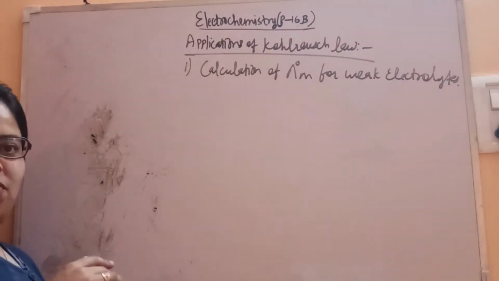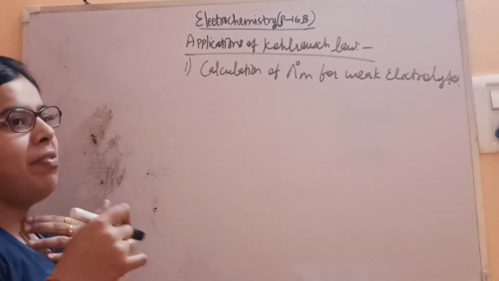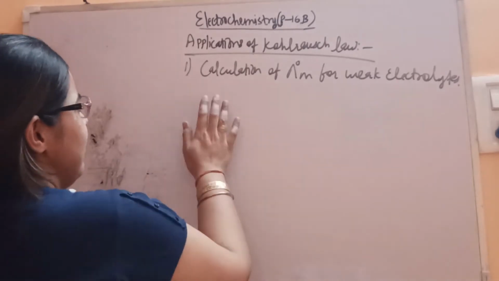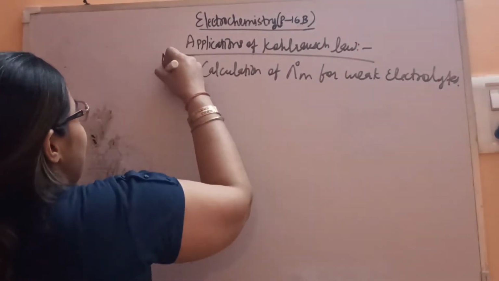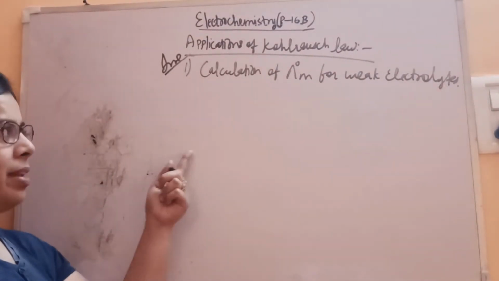We have seen four applications in the last class, so one by one we will discuss. First is the important one, why Kohlrausch's law has been given. It is very important for the calculation of weak electrolytes, because we can't calculate the value by the extrapolation method, by Debye-Huckel.